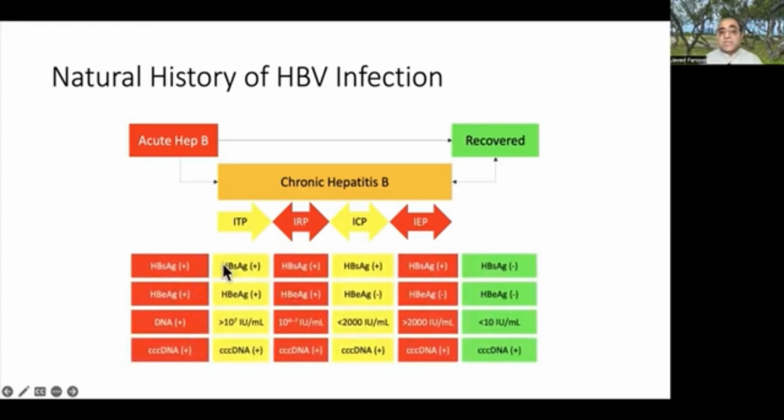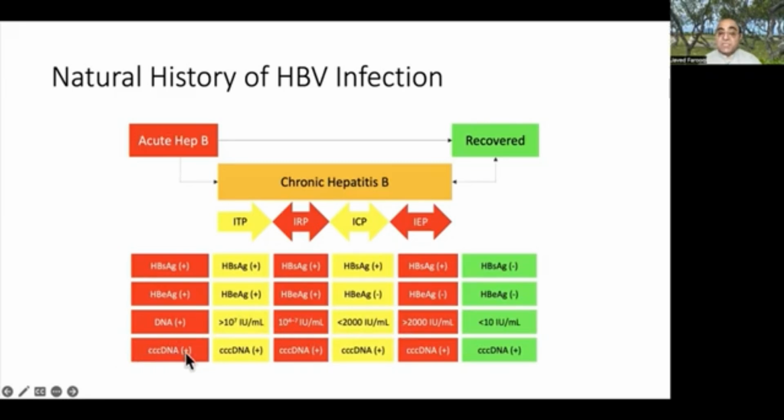And these are the typical features of these phases. In the immune tolerant and immune reactive phases, it is HBs antigen positive and HBe antigen positive, while in the immune control and immune escape phase, and here the recovered phase, this is the HBs antigen positive and HBe antigen negative phases. The viral load is minimal in the immune control phase. The next rise is in the immune escape phase, then immune reactive phase, and then the immune tolerance phase.